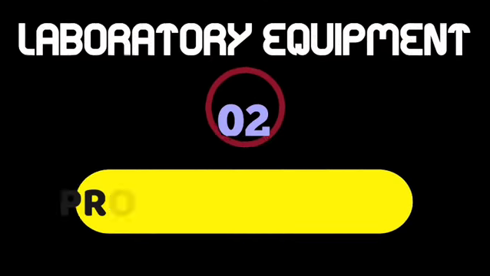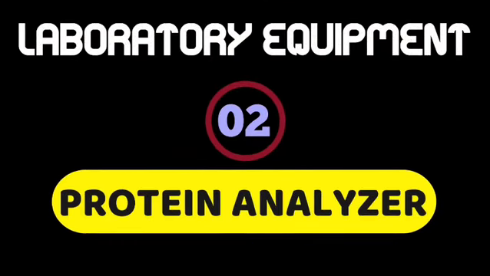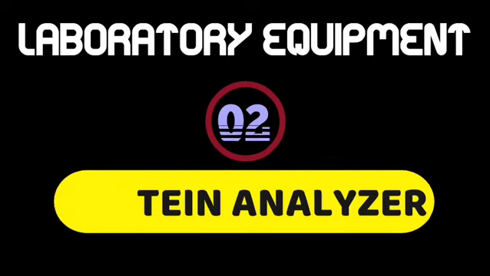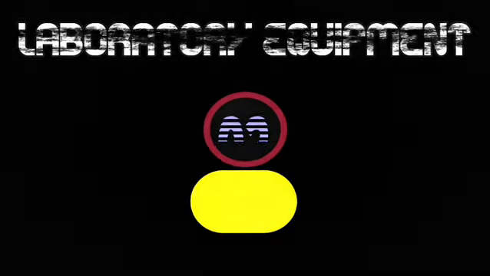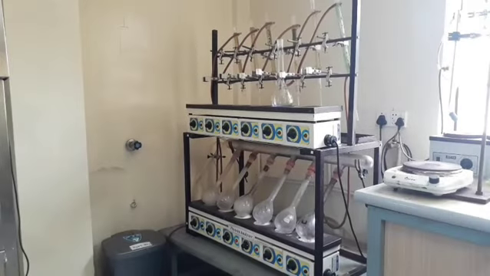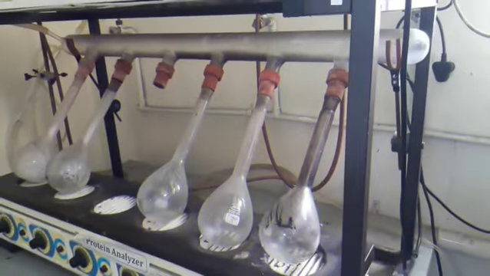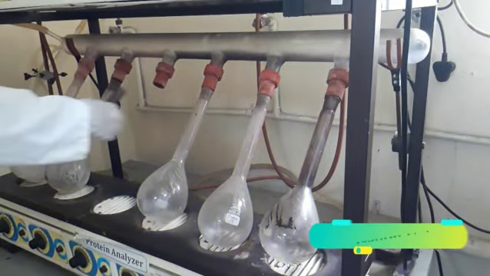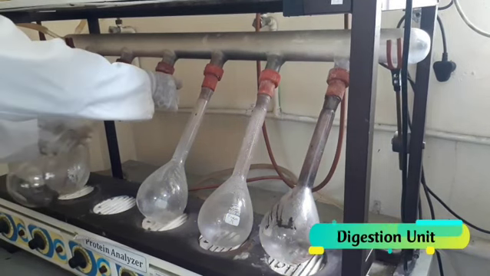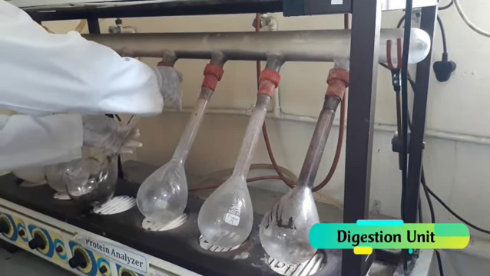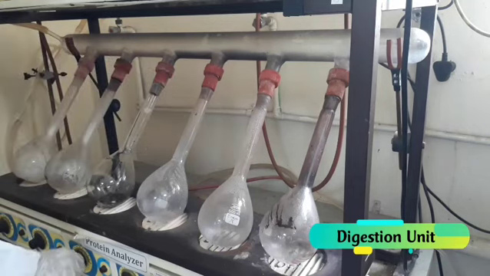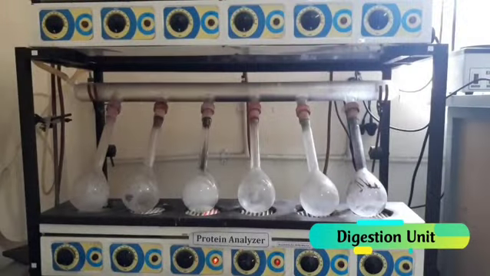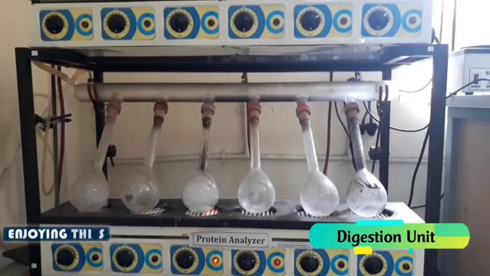The second one is the protein analyzer. It can be used to measure proteins in different dals and other protein-rich foods like milk. It determines the protein content in food, feed, pharmaceutical products, biological samples and so on. The most used protein analysis method is the Kjeldahl method. This has a digestion unit, distillation unit and titration unit.